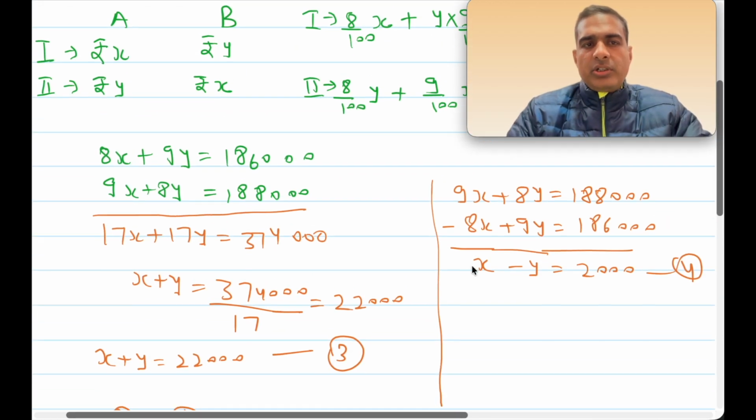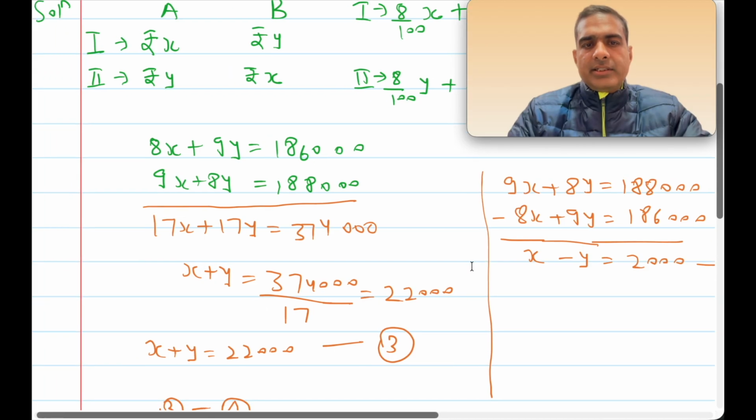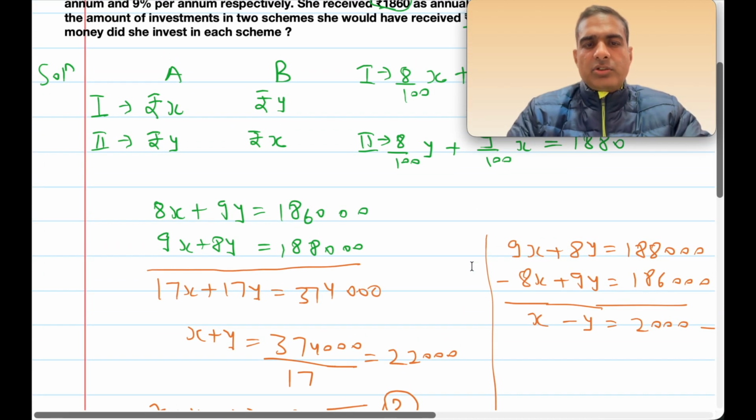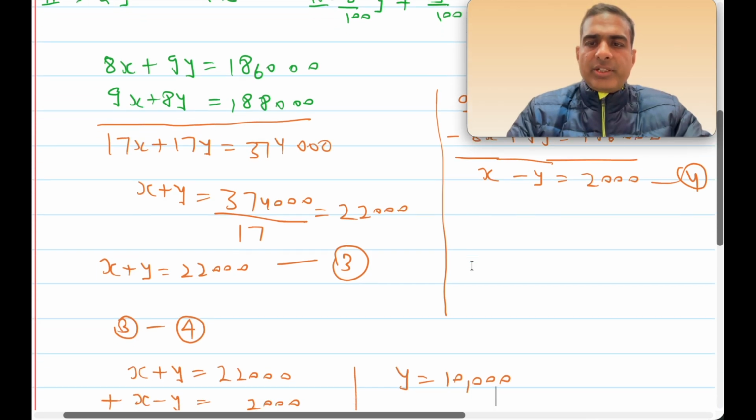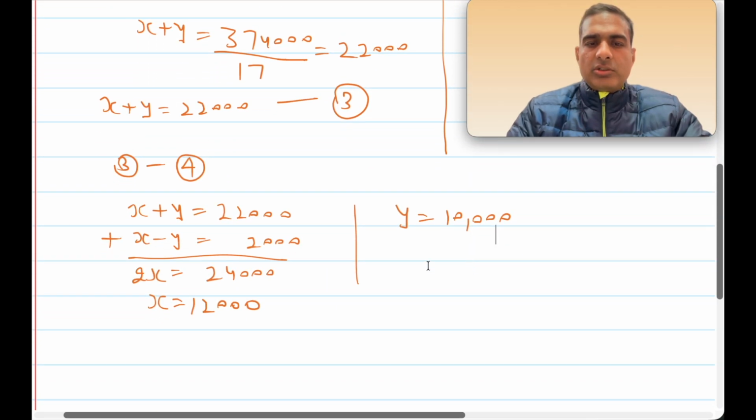So this was a particular type of question. We can see here that the sum of the coefficients of x and y came out to be equal, so that made our work easier. Once we added both the equations and once we subtracted both the equations and found two new equations, x plus y and x minus y, our work became easier. We added both the equations and found out the value of x, and substituting the value of x in any one of the equations, we figured out that y will be 10,000.